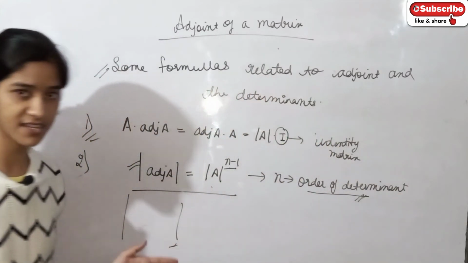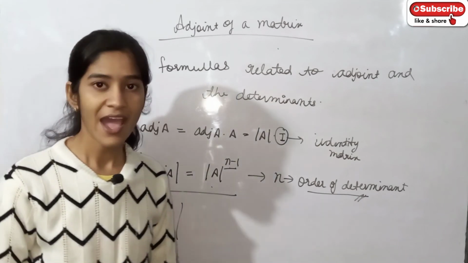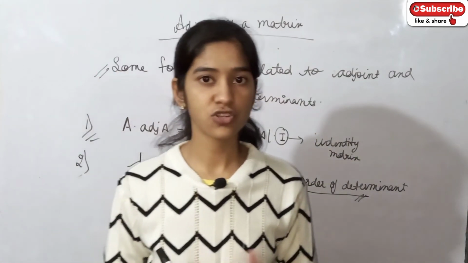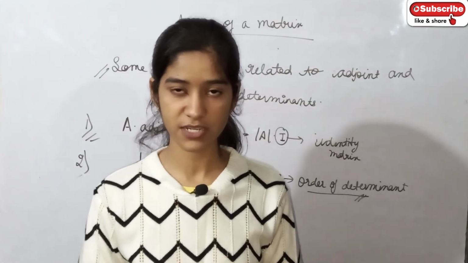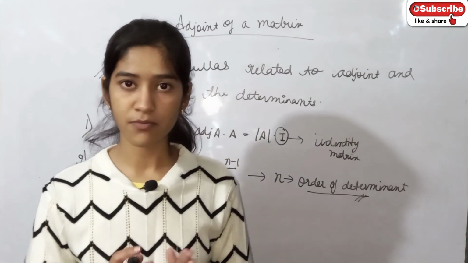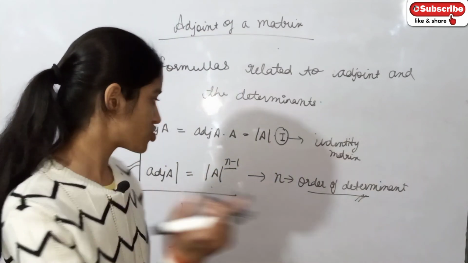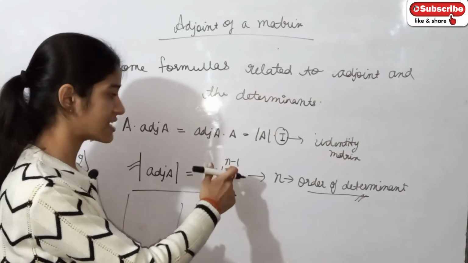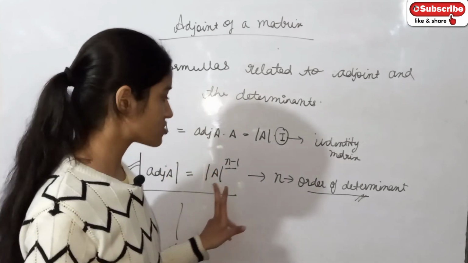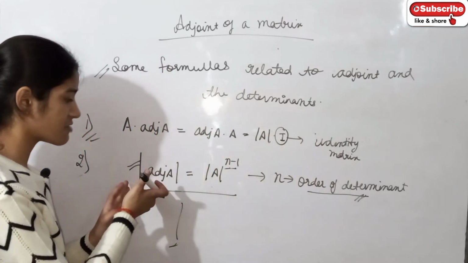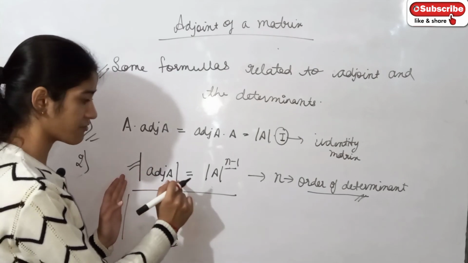Suppose there is a determinant of order 3 cross 3 and we have taken its adjoint. Now we have to find the determinant of the adjoint, its value. So we simply take the determinant raised to the power n minus 1, that is 3 minus 1, so determinant of A squared. In this way we can easily find the determinant of adjoint of A.